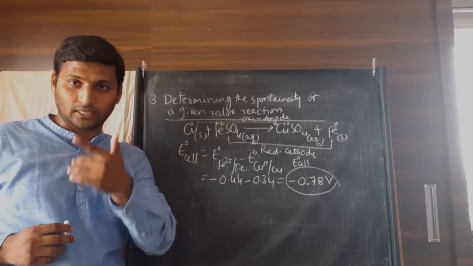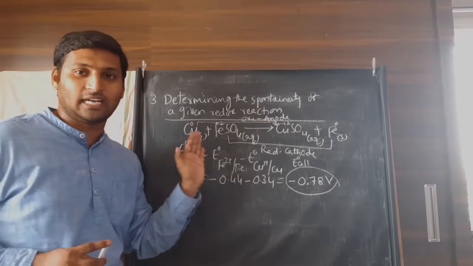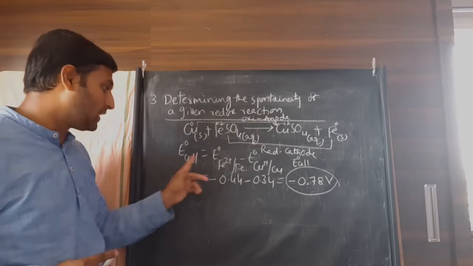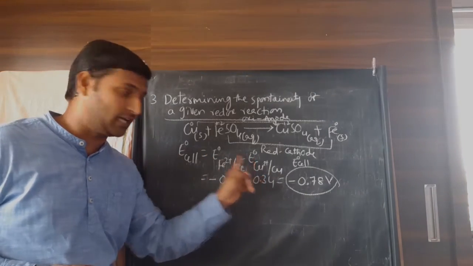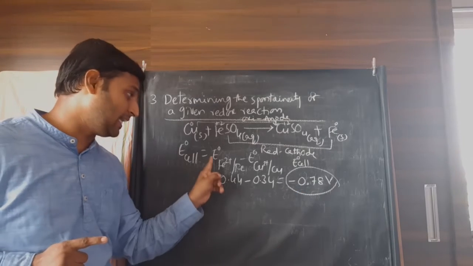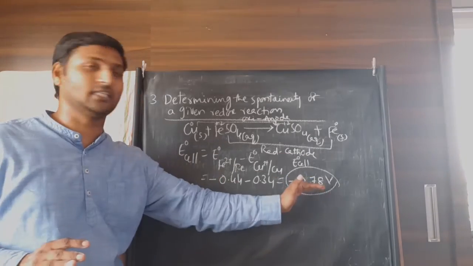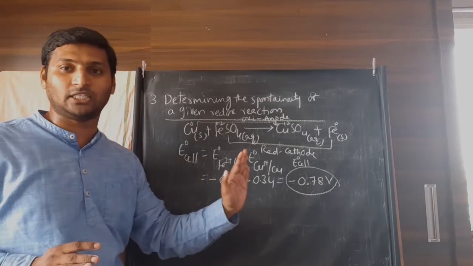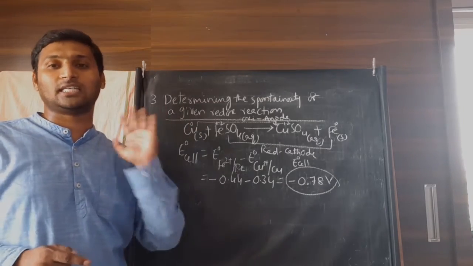Further, instead of substituting everything and doing calculations, just looking at the values itself you can tell. Why? For this value to come positive, here it is E0 cathode minus E0 anode, right? If this value has to be positive, which value should be larger? Obviously, the cathodic value should be larger. Now, no need to substitute, calculate and check whether the value is coming positive or negative. If cathodic potential is larger than anodic potential, the reaction is spontaneous. If cathodic potential is smaller than anodic potential, the reaction is non-spontaneous.